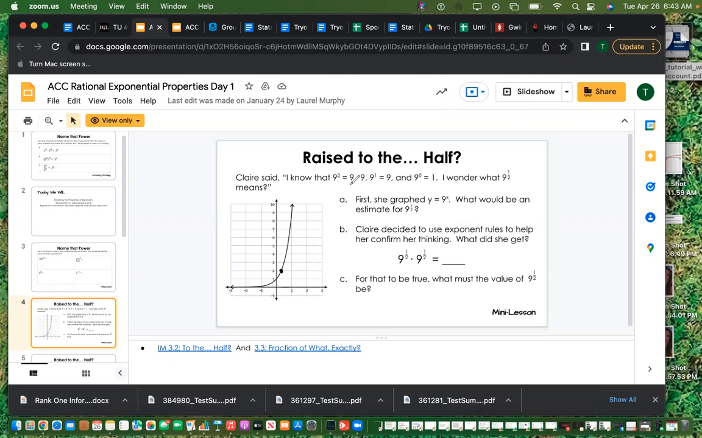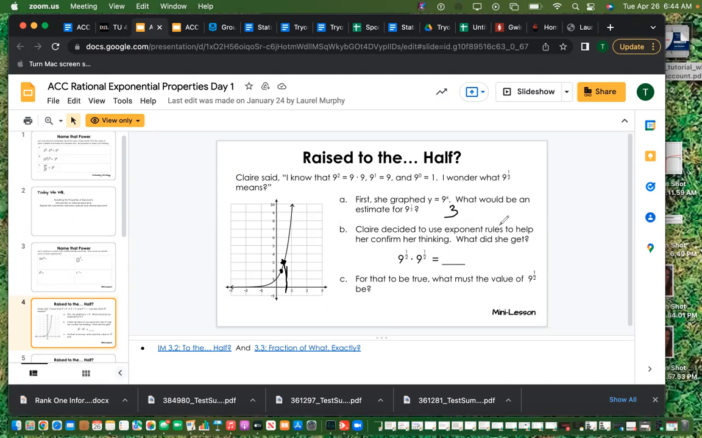Okay, so we know that 9 to the 2nd is 9 times 9. 9 to the 1st is 9. 9 to the 0 is 1. Okay, so 9 to the 1/2 is going to be roughly, actually, it's going to be right in here. Sorry, that's a little bit more defined. So that would be roughly 3.